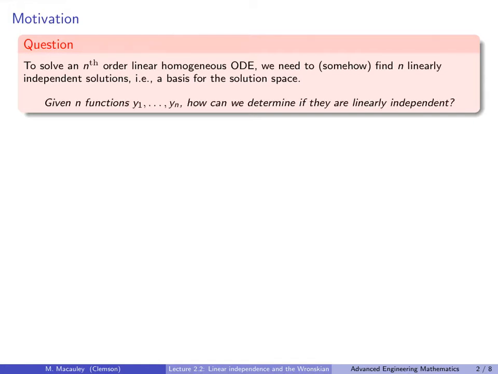Here's the question. Suppose we have n functions that we know are solutions. It's easy to check that. But how can we determine if they are actually linearly independent or not? The case when n equals 1 is easy. A single function, y1, is linearly independent if and only if it is non-zero. Recall we've been over this before.